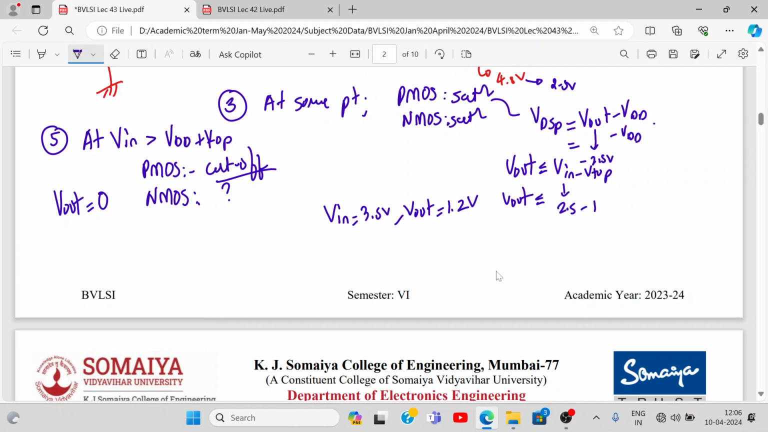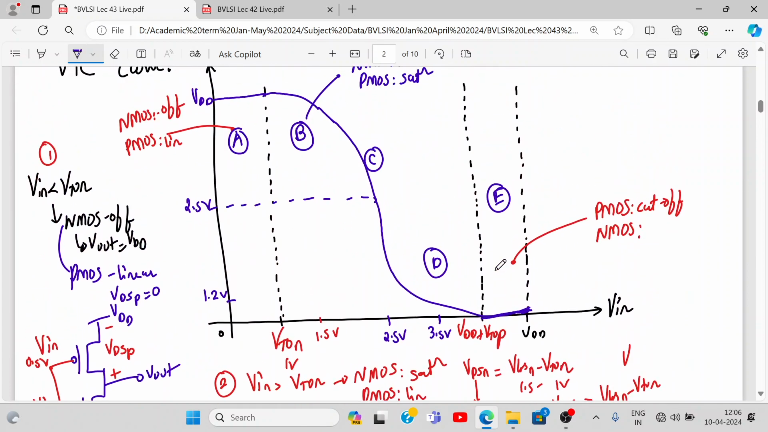Input is greater than this. So what about NMOS condition? NMOS के लिए क्या होगा? नहीं, NMOS के लिए V out is VDS-N. V out ना? So V out is 0. बराबर ना? So VDS-N should be less than VGS-N minus VTO-N. तो ये हमेशा लेस रहेगा ना, 0 है तो ये. So NMOS will be in linear region. ये correct है. So here NMOS is in linear region. Here both are in saturation.